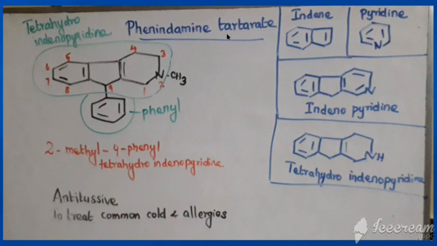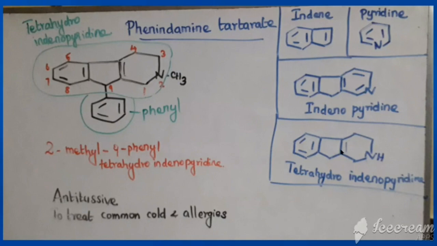Next drug is called phenindamine tartrate, that is available as a tartrate salt. Before seeing the structure of phenindamine, first we'll see what is indene and pyridine. Already we know what is meant by pyridine. A 6-member heterocyclic ring with one nitrogen as the heteroatom can be called pyridine. And what is indene? Benzene that is fused with cyclopentene can be called indene. So this indene on fusion with pyridine, we are getting indenopyridine.